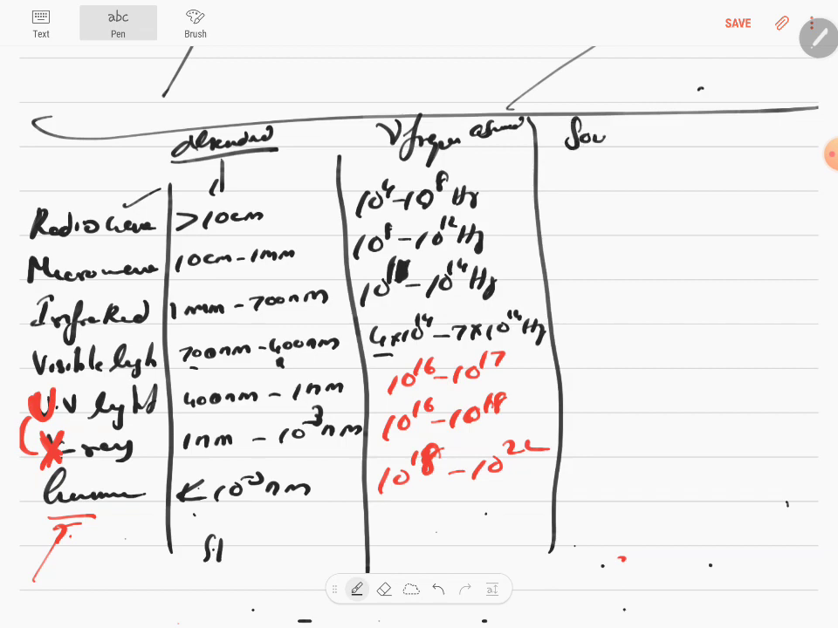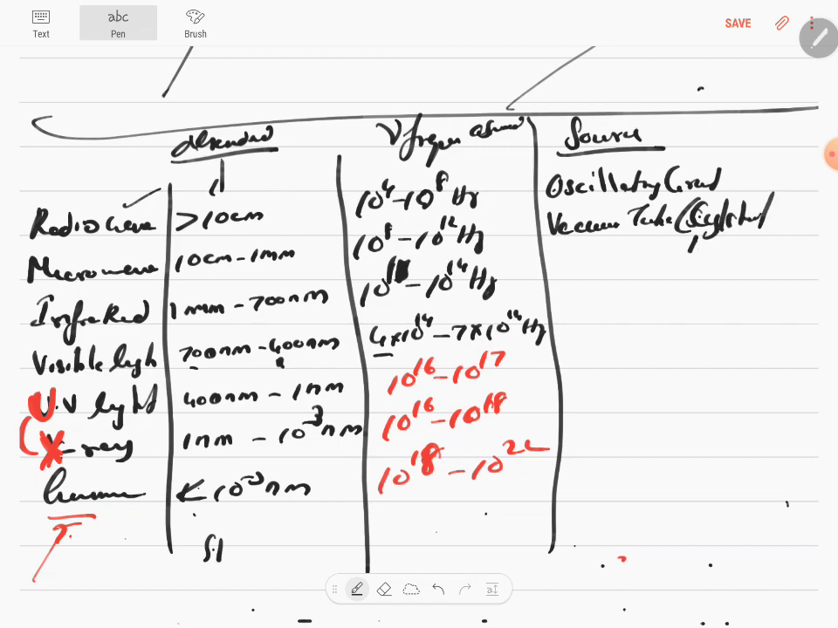Next is source. What produces radio wave is an accelerated charged particle in an oscillating circuit. You know, the entire lesson on electromagnetic wave is based on accelerated charged particle, correct? So microwaves are produced by vacuum tubes, such as klystron or magnetron, the two vacuum tubes. Next, infrared rays are produced by hot bodies. You know, red hot, that shows that hot bodies produce infrared rays.